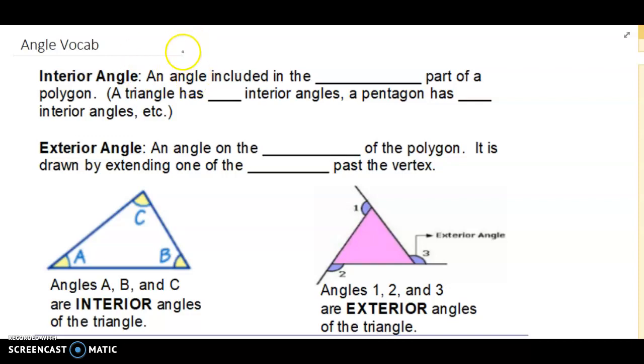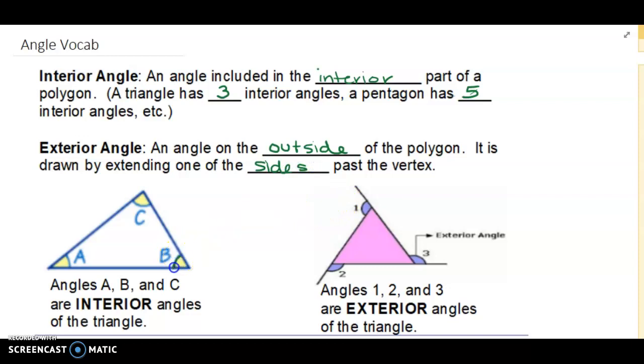So first, we're going to have a little bit of vocab. An interior angle is just what it sounds like. It's an angle included in the interior part of a polygon, okay? Specifically a triangle. So for example, a triangle has 3 interior angles, a pentagon has 5, and so forth. Now an exterior angle is an angle on the outside of the polygon, and it's drawn by extending one of the sides past the vertex.